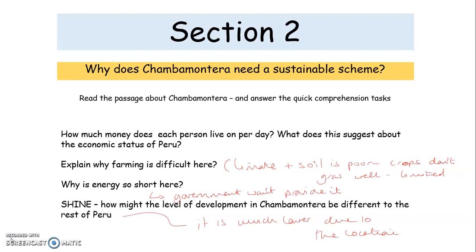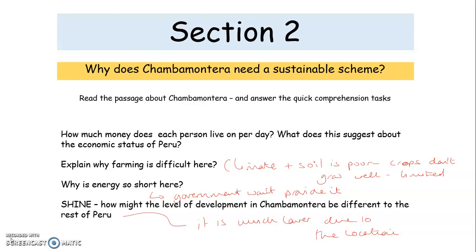Explaining why farming is difficult. Well, basically, the climate and the soil is poor. Crops don't grow so well, and it's limited to the types of crops they can grow. So they're not going to make a lot of money there. They have to be subsistence, which means they basically eat what they grow and they sell the rest. We'll come to that in a little while.